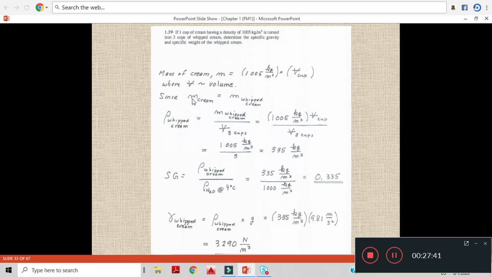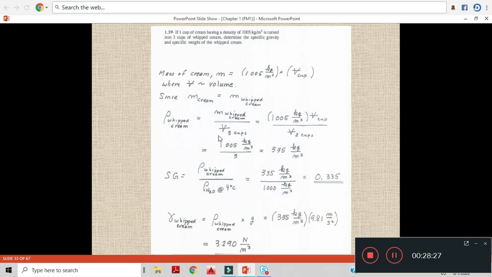Now we can make a relationship between mass and volume. Mass is equal to rho V. Mass is equal to rho V. So here the density of the whipped cream is mass over volume. The density of the whipped cream is equal to the mass of the whipped cream divided by the volume of the whipped cream.